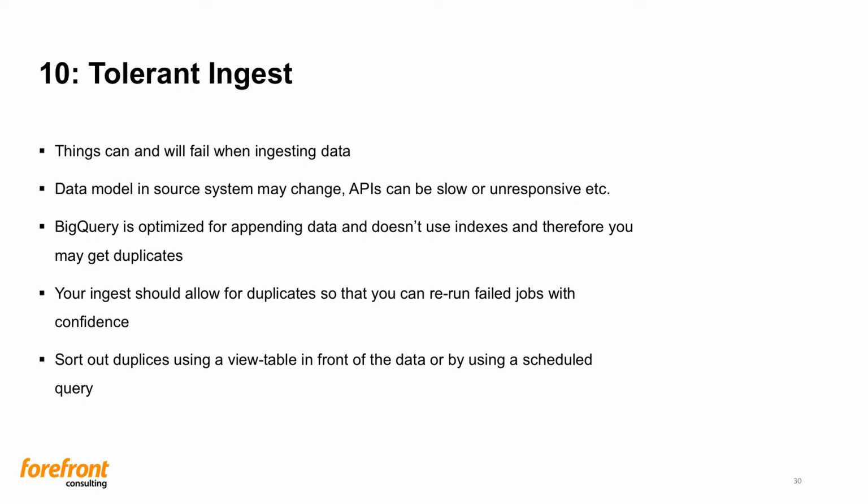And one way to do that is to use views in front of your ingestion tables to just filter out those duplicates. This is especially important when doing infrastructure as code, because you want to have a reproducible environment, and you want to have it working all the time.